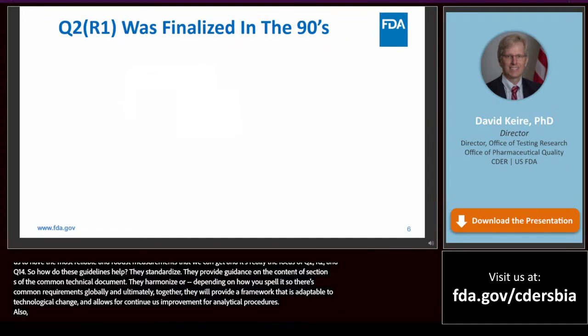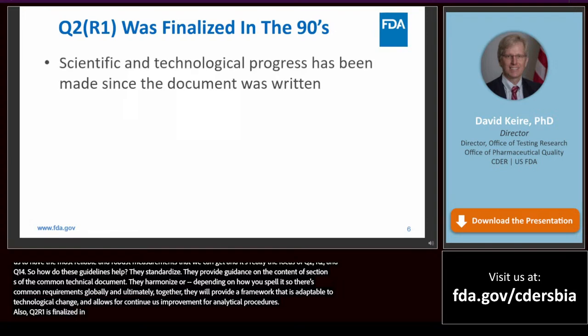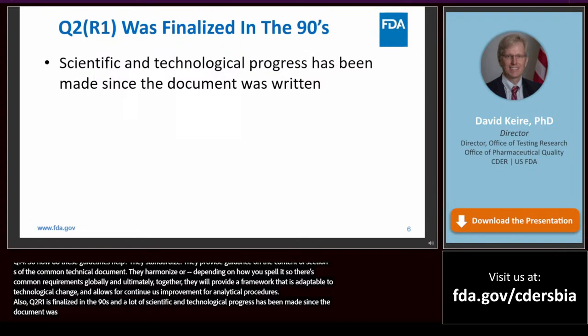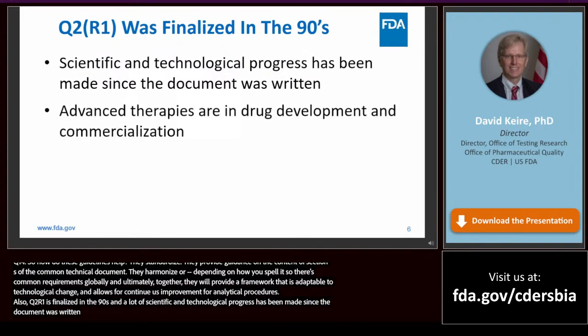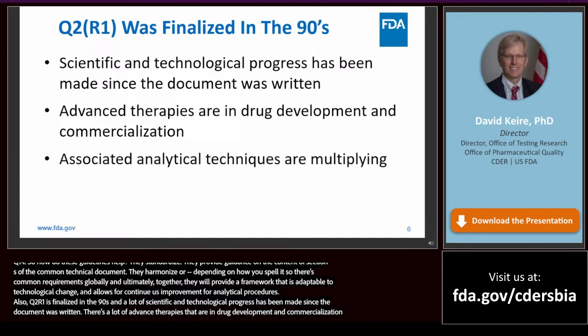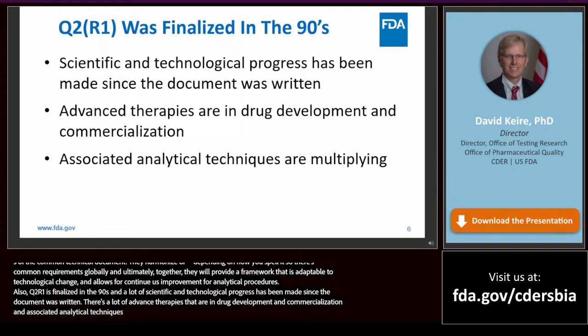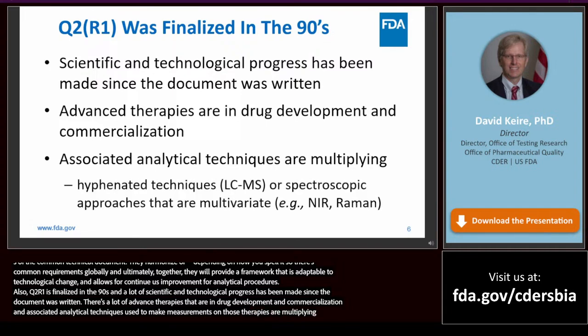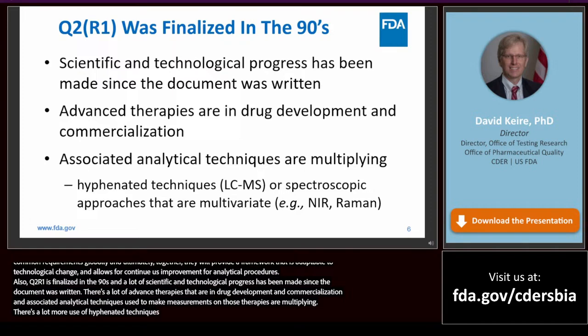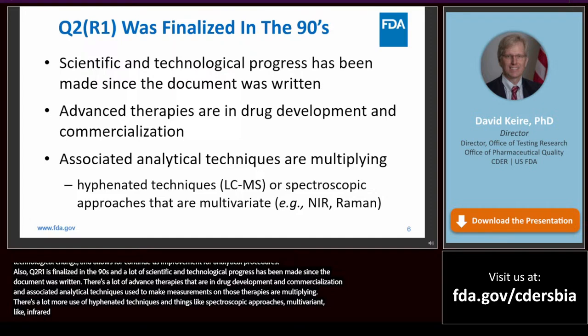So Q2R1 was finalized in the 90s, and a lot of scientific and technological progress has been made since the document was written. There's a lot of advanced therapies that are in drug development and commercialization, and the associated analytical techniques used to make measurements on those therapies are multiplying. There's a lot more use of hyphenated techniques, things like liquid chromatography, mass spectrometry, or spectroscopic approaches that are multivariate. For example, near-infrared or Raman spectroscopy tools.